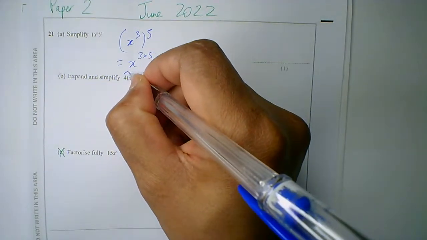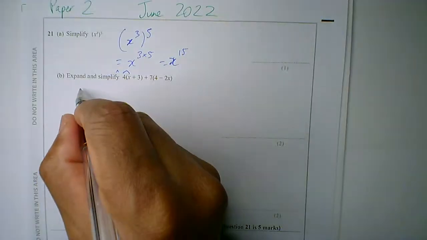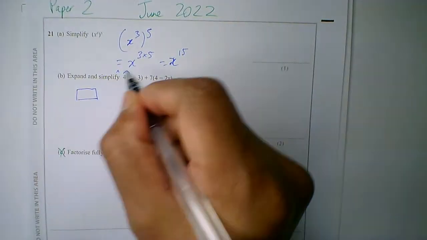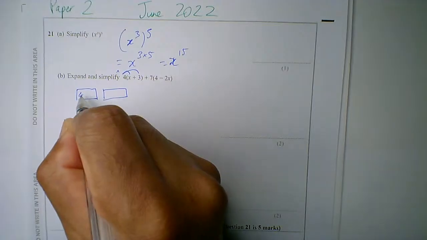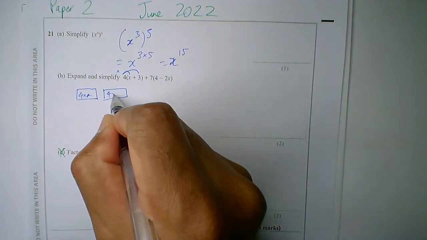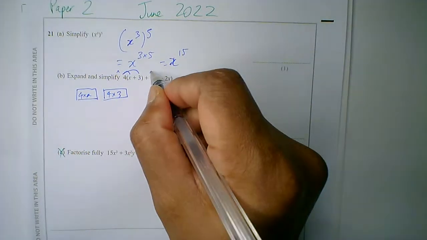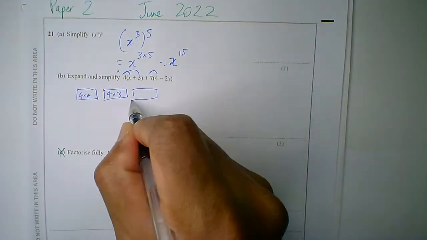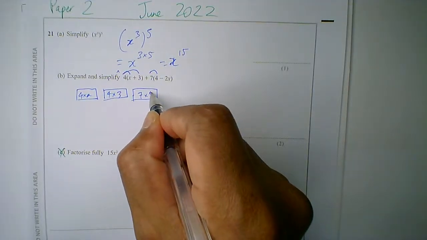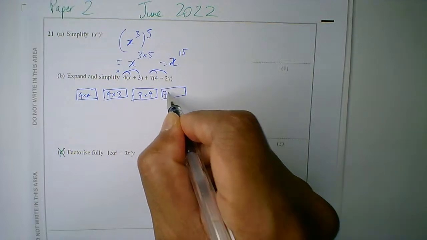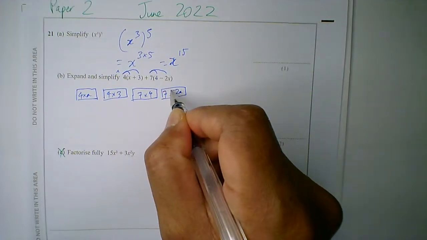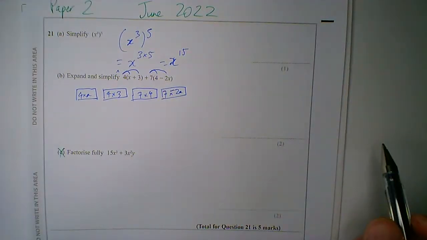So this 4 is going to be multiplying by x. 4 is going to be multiplying by 3. We're going to have 7 that is going to be multiplying by 4. And then we're going to have 7 that is going to be multiplying by negative 2. I'm going to put the sign there because I might forget. Okay, so I've got that there.